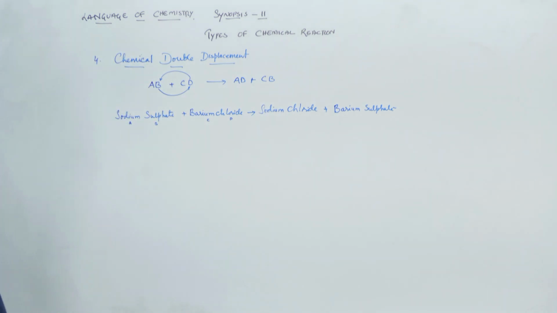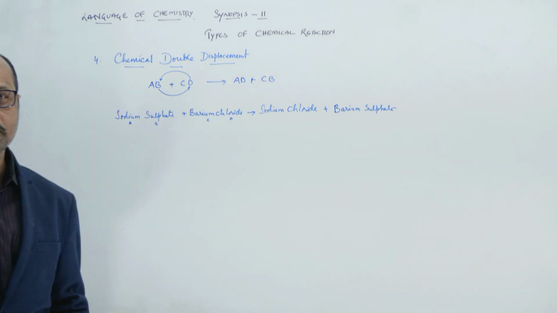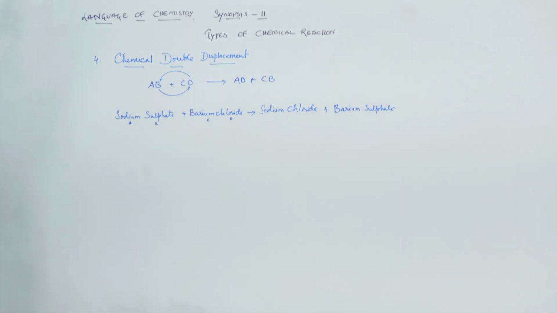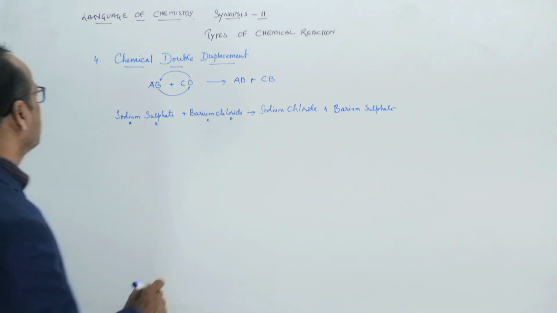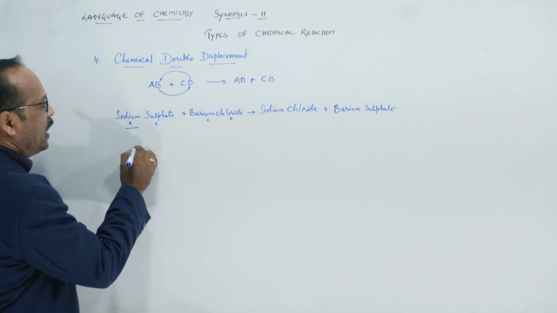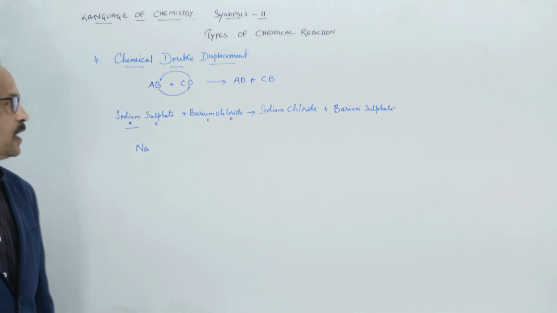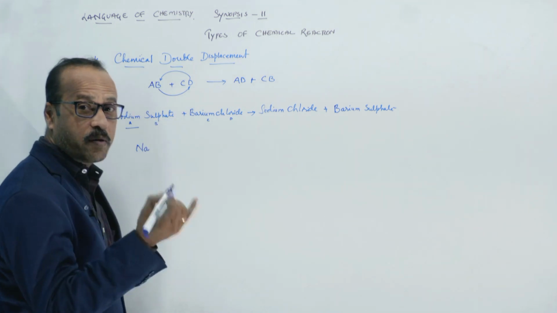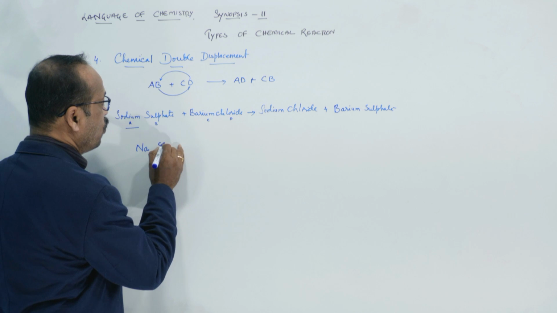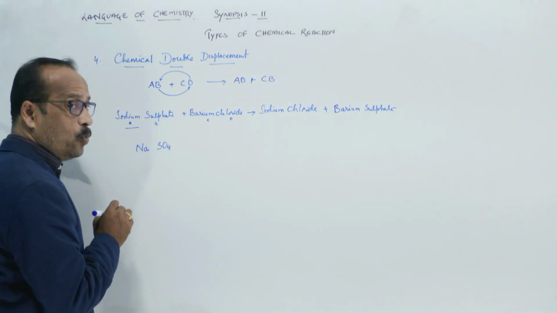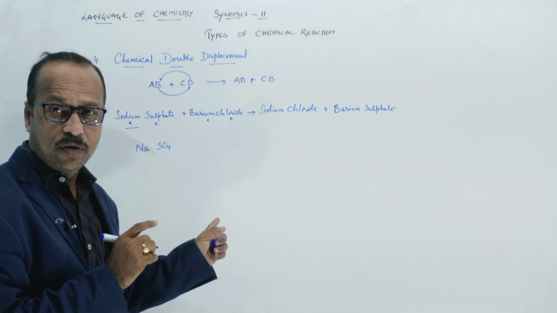Now write the formula for the sodium sulfate. What's the formula of sodium sulfate? Come on, fast. Try. So sodium sulfate. Sodium symbol is what? Na. Na is the symbol of sodium. Next sulfate. What's the formula of sulfate? SO4. Correct?